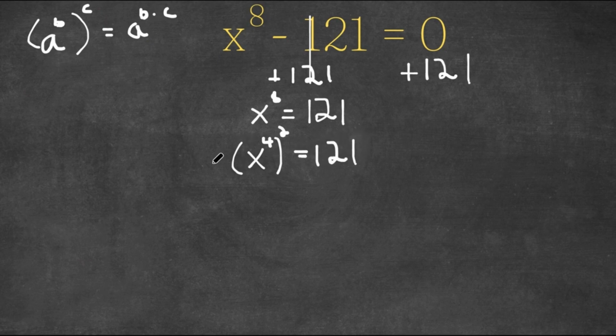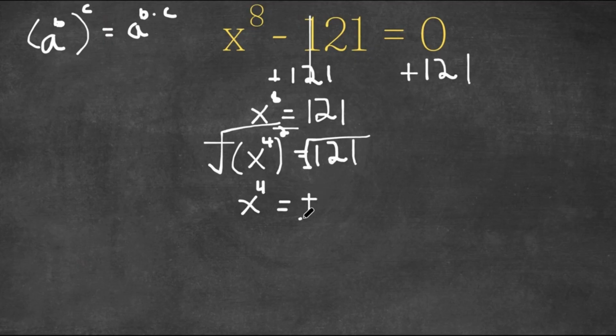Now we're going to take the square root of both sides. So now the square root of this, well, these two just simply cancel because these two are opposites. So on our left side, we have x to the power of 4. And on our right side, we have positive and negative 11. Remember, it's positive and negative, not just positive. So now we have x to the power of 4 equals positive and negative 11.